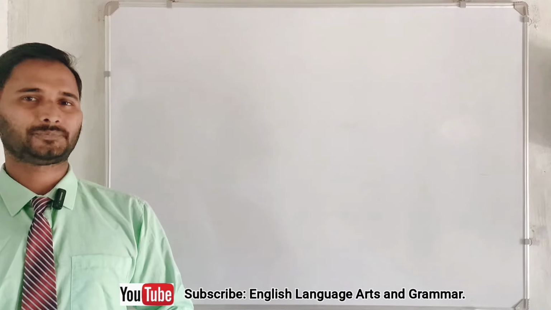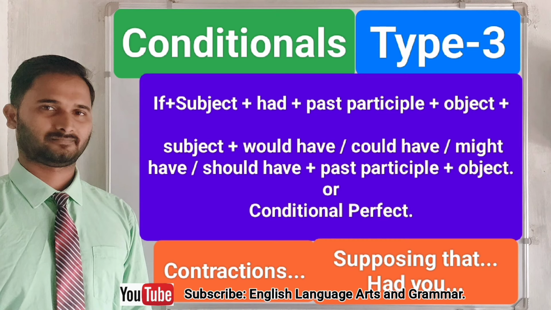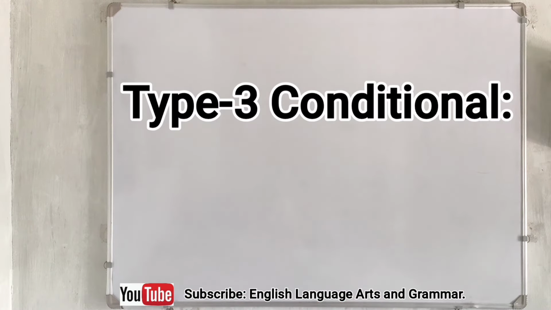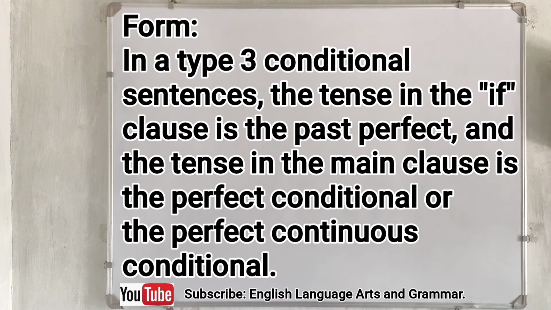Let us learn now the Type 3 conditionals and their sentence construction and uses. Type 3 conditional. The third conditional is used to imagine a different past. We imagine a change in a past situation and a different result of that change. Let us learn the form and some functions of it. In a Type 3 conditional sentence, the tense in the if clause is in the past perfect form, and the tense in the main clause is the perfect conditional or the perfect continuous conditional. Here is the table of it.